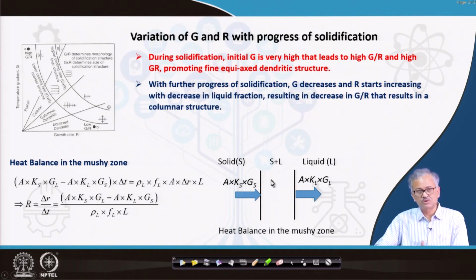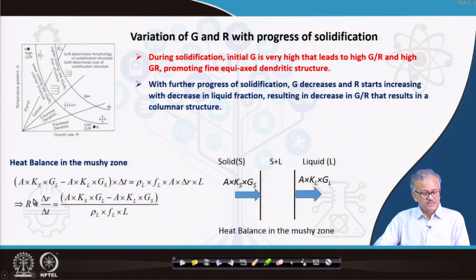That is because in the solid-liquid mushy zone you have solid as well as liquid. So this is the amount of liquid that will get solidified, into density, that is the mass that will get solidified, into L, latent heat of fusion, that is the amount of heat that will be evolved. So this heat plus the heat being conducted into the mushy zone should be equal to the heat that is going to the liquid. So this is the heat balance statement, and if you rearrange, the solidification rate, delta R by delta T, is this.